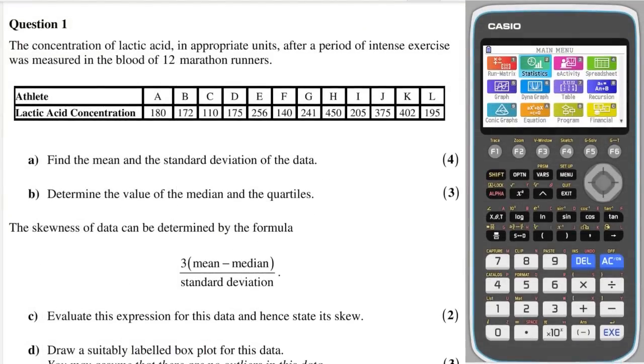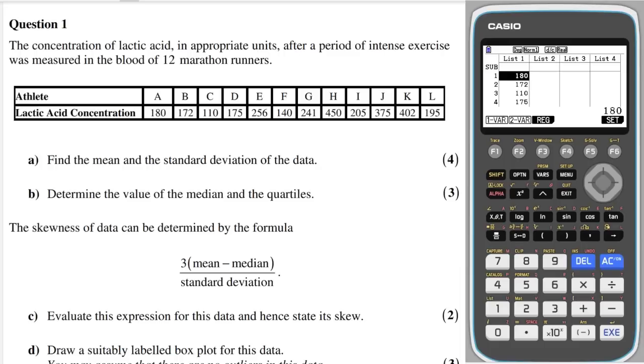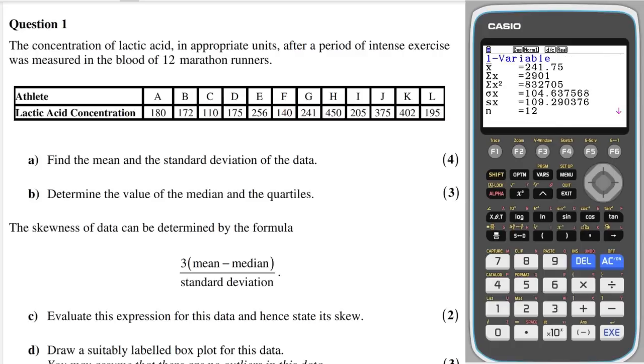Let's get into it. Question number 1, and we've got a set of data points, and it says find the mean and standard deviation of the data. So I'm going to go to my calculator, I'm going to go to statistics mode, and I'm going to write out all the data points in a list, like this. And then once I've done that, I can press one var for one variable, and it gives me all the information right there. So that tells me that the mean is equal to 241.75, and it tells me the standard deviation, sigma, is equal to 104.64.